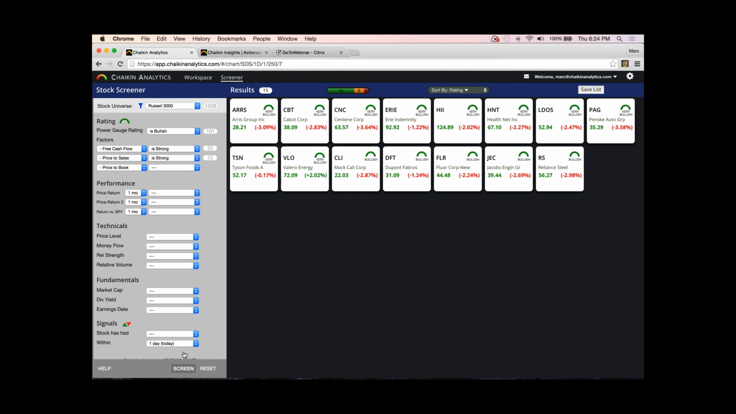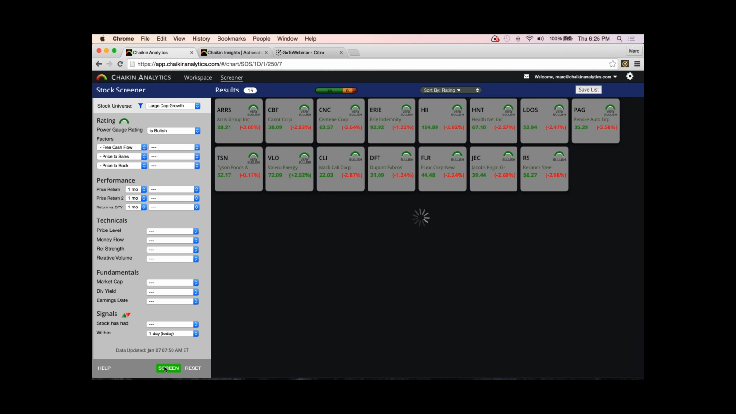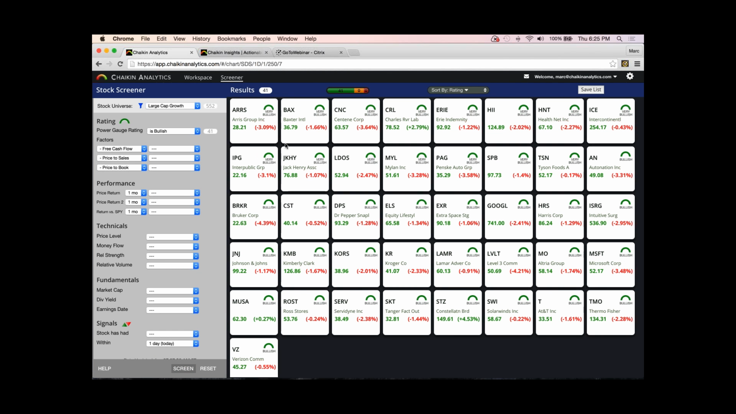Now, let's say instead you wanted to find growth stocks. You go up to our growth universe. So let's say you want large cap growth stocks and you're looking to buy them if the market shows some signs of life. So in the large cap growth universe, there are 41 stocks with bullish power gauge ratings. Google's there. We talked about Google on the webinar. Tyson Foods is in our 20 stock unit investment trust at First Trust. Microsoft has been a fairly strong performer up until the last few days.